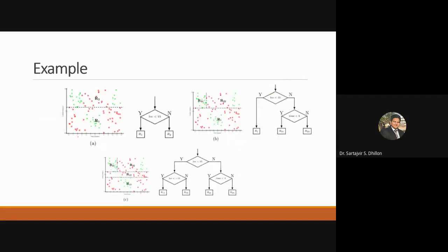So next we will do the example for decision tree. Then it will explain you a little bit better. Okay, and let us start with this.